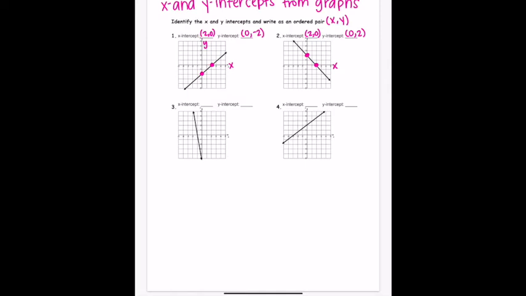In number 3, the x-intercept is at -1, 0 because we went left 1. And then the y-intercept, it's a little bit hard to tell, but it's down here at the very bottom. And we went left or right, none, down 5.